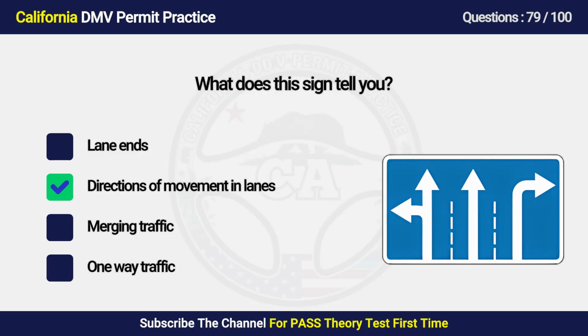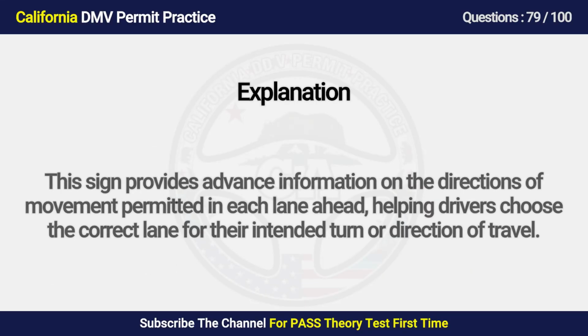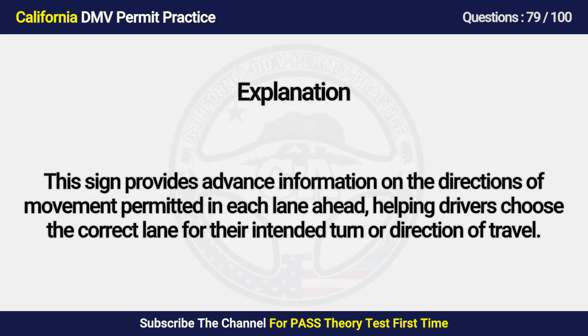Answer is B. Of movement in lanes. This sign provides advance information on the directions of movement permitted in each lane ahead, helping drivers choose the correct lane for their intended turn or direction of travel.